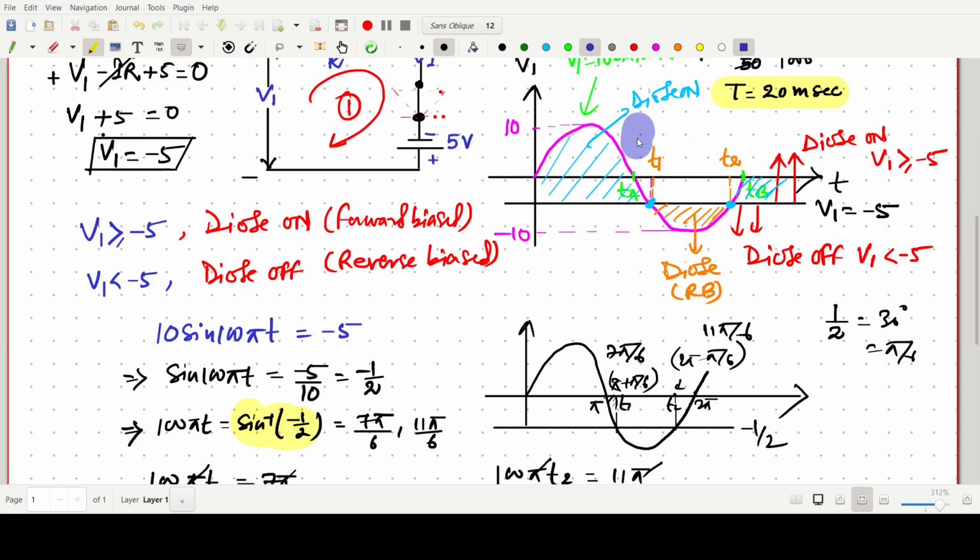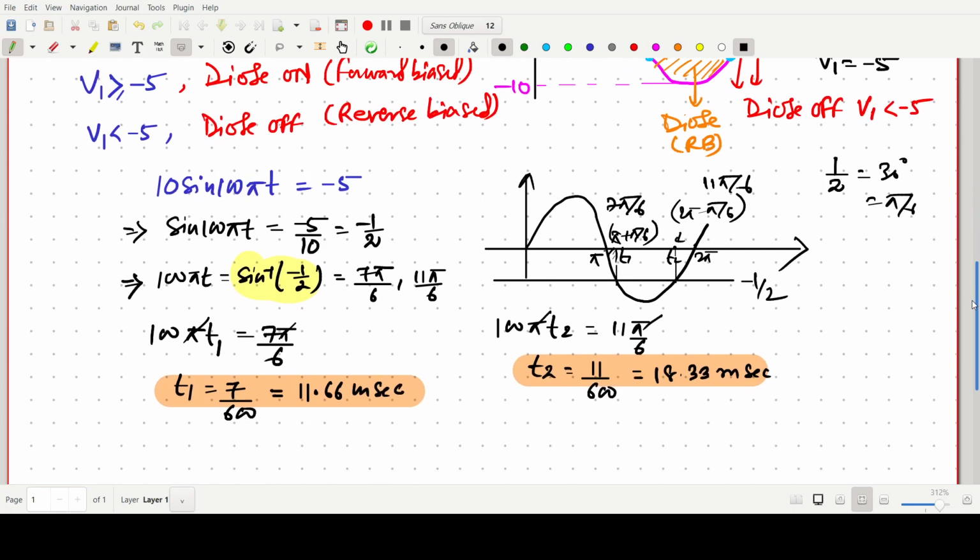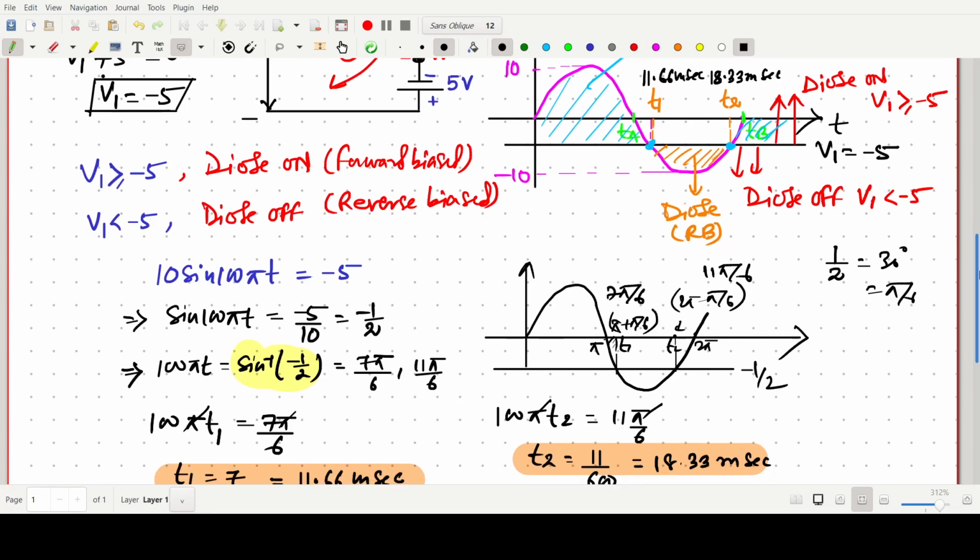We have calculated this value, 11.66, and this value is 18.33 millisecond. Okay, and this one is also in millisecond. Now T1 and T2 are known to us, so this distance we can find.